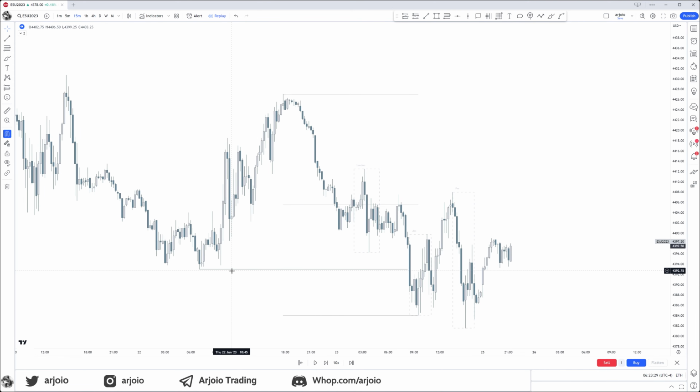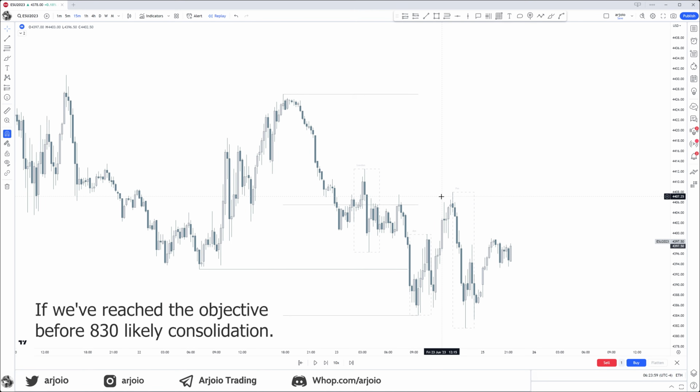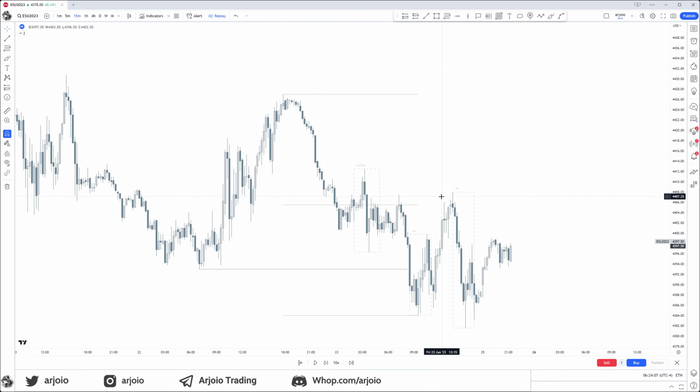So that intermediate term low was our objective. So once that gets taken before we have the most volatile session, normally the AM session, then that could be a consolidation. And then the PM session, if this is a consolidation, we know almost for certain it will have more movement than the AM session. So consistently, I am giving you if then. If we've reached the objective before 8:30, likely consolidation. If consolidation, then PM session expansion. There's constantly an if and then. There's constantly an algorithmic factor.